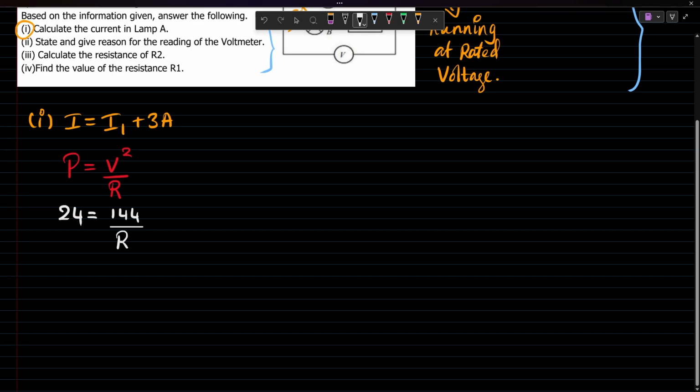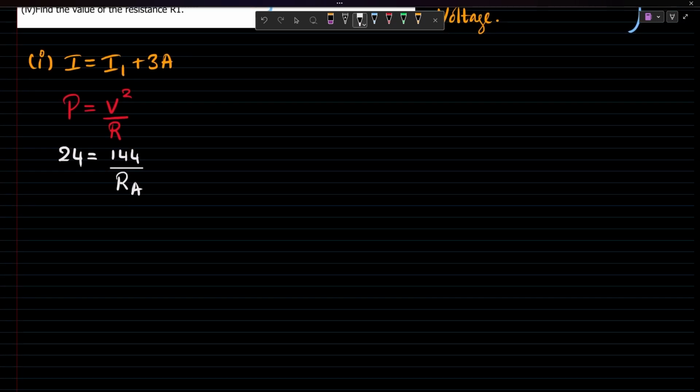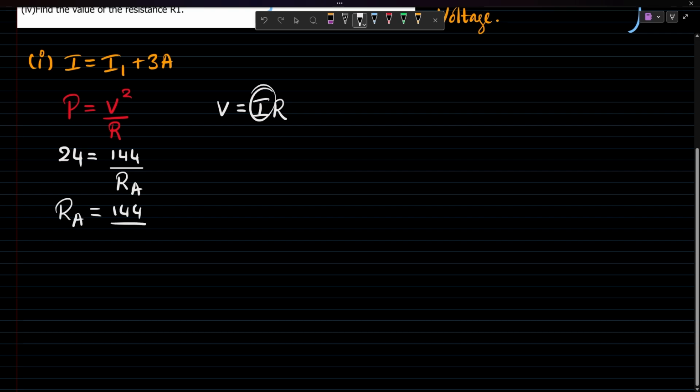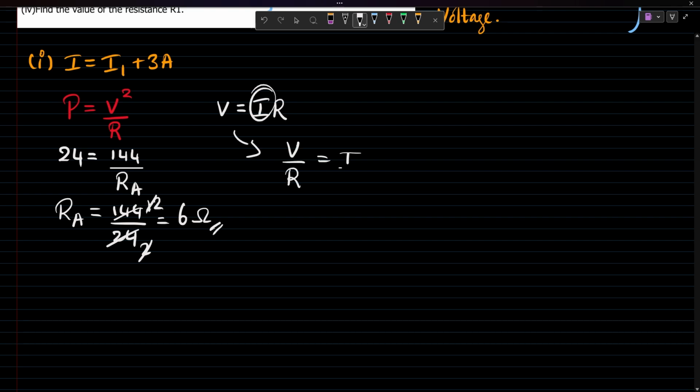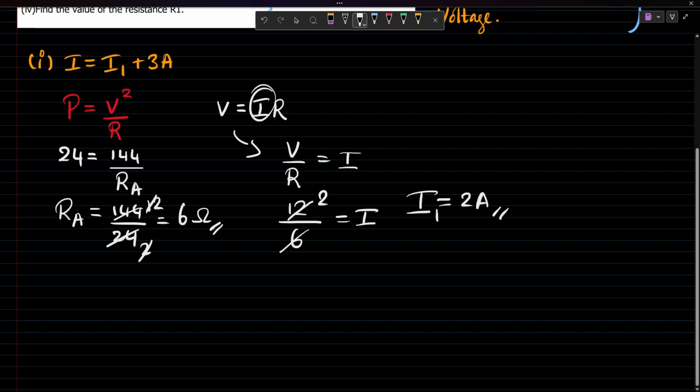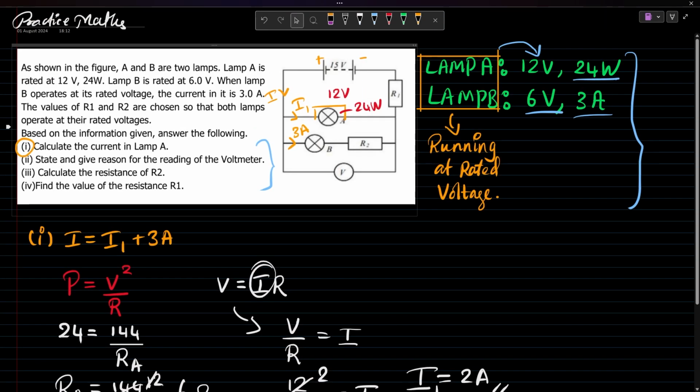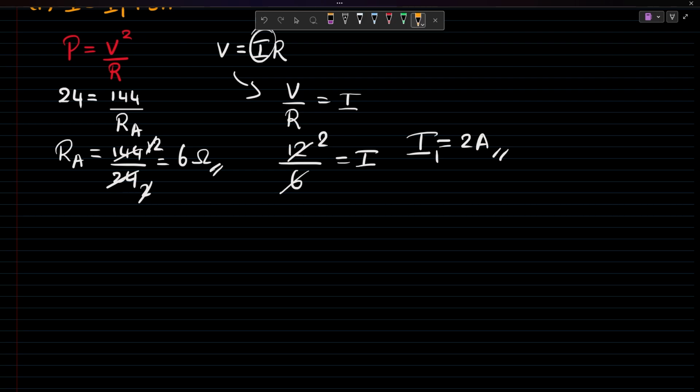R is RA, for lamp A. We have to find resistance first because we are going to use V is equal to IR, Ohm's law, to find I. So let's find RA. 144 divided by 24, so this will cut 12 by 2. That's going to give us 6 ohms. From this we know V by R is equal to I. V is 12 and R is 6, so I1 is equal to 2 amps. That's the amount of current going through our lamp A. So that's all. Now part 2, let's do that.